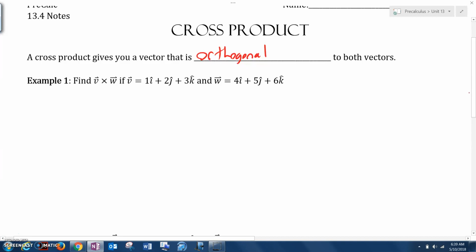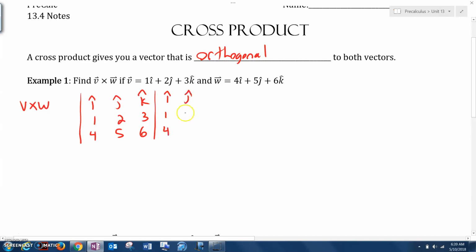It's very similar though. It's like taking the determinant of the unit vectors i, j, k, and then you list the numbers for v, which are 1, 2, and 3, and then you list the numbers for w, which are 4, 5, 6. To take a determinant by hand, what I do is I repeat and expand right next to the determinant the first two columns. So I would write an i here, a 1, a 4, and a j, a 2, and a 5.